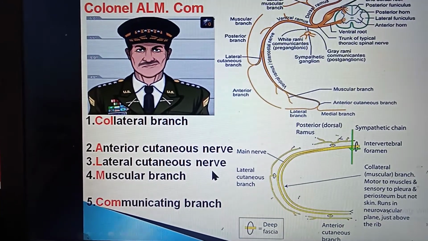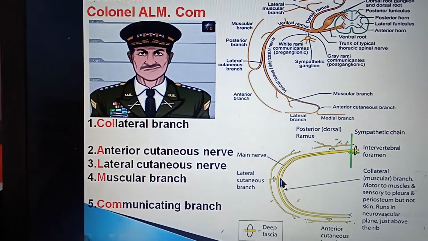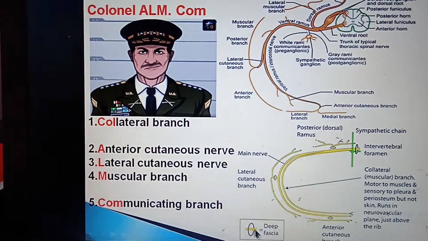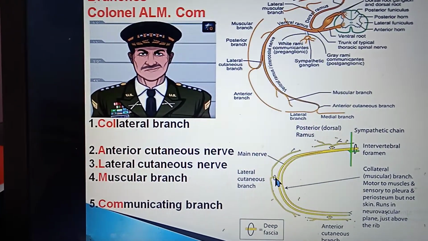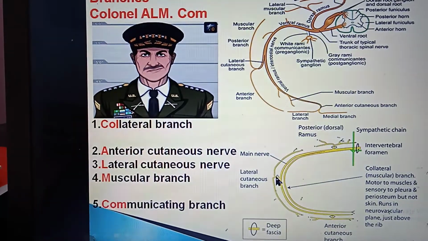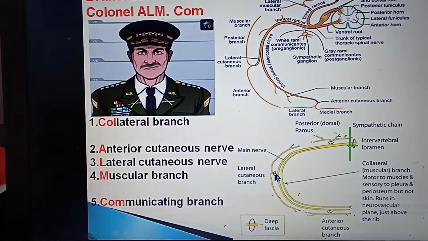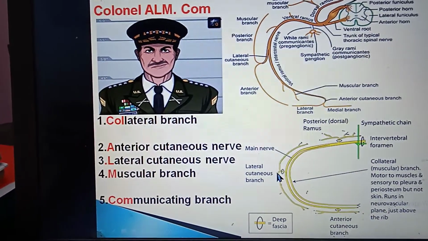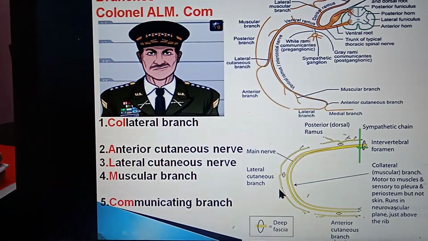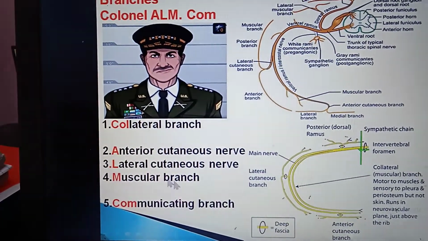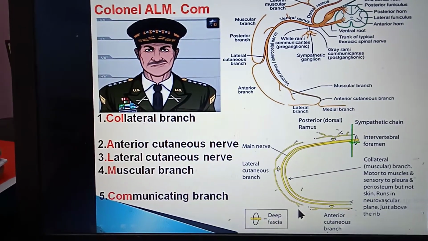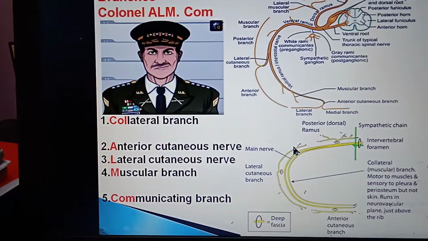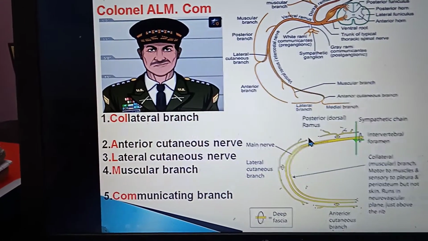Where is the lateral cutaneous nerve? It is in the mid axillary line. The main nerve pierces the deep fascia, here in circular form, which denotes that it pierces the deep fascia and also the two muscles, the internal and the external intercostal muscle, and gives rise to the cutaneous branch, the lateral cutaneous branch, which bifurcates into two, the anterior and the posterior. The anterior one anastomoses with the lateral branch of the anterior cutaneous nerve, and the posterior one anastomoses with the lateral branch of the dorsal rami.